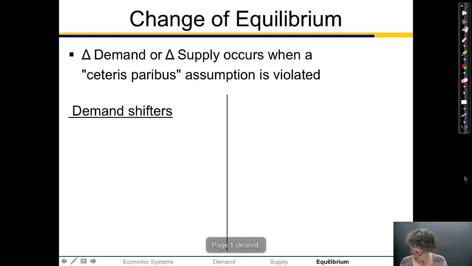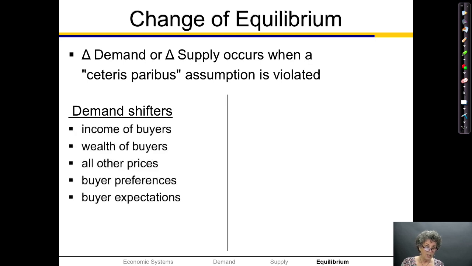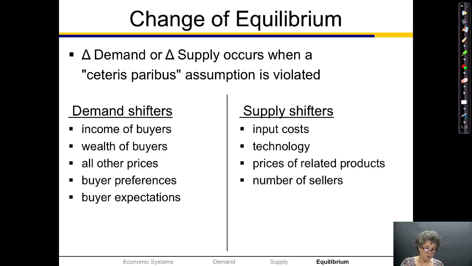If there is a change in demand, so the whole demand curve shifts, or a change in supply, or both, which is going to happen when one of those ceteris paribus assumptions is violated, then we're going to get a whole new equilibrium. So remember, we had those 5 demand shifters and we have the 4 supply shifters. The 5 demand shifters: income, wealth, other prices, buyer preferences, and expectations. The supply shifters: input costs, technology, prices of related products, numbers of sellers.